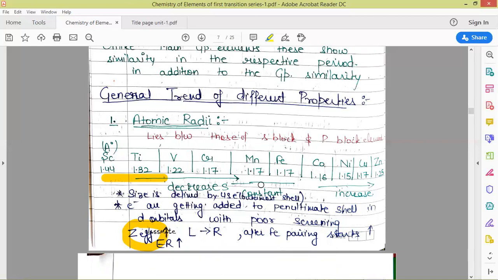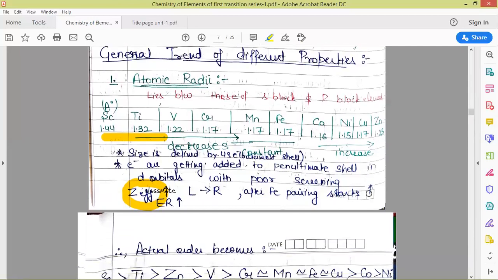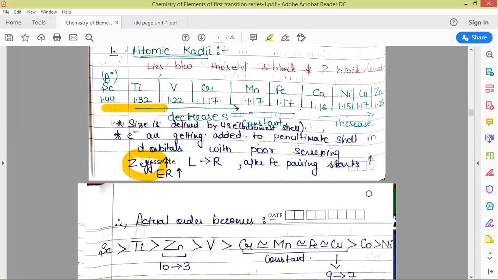After that, as we move further to cobalt, nickel, copper, and zinc, atomic radii is further increasing. This is because the inter-electronic repulsion factor overpowers the increasing Z effective, and size increases. Size is found to be maximum for zinc, which has all the electrons paired in the 3d subshell.